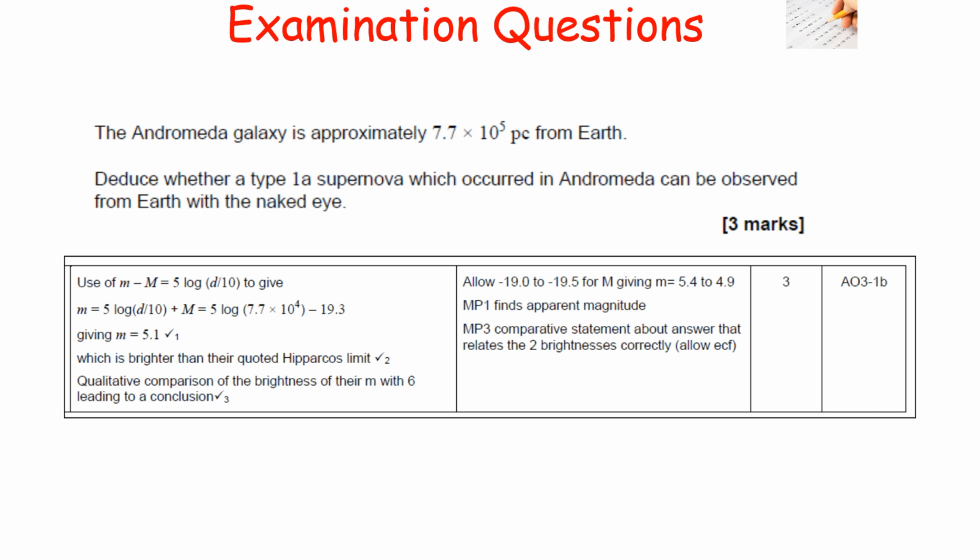Now that is brighter than the limit, which is 6, because remember, the smaller the number on the apparent magnitude scale, the brighter it is. So therefore you are likely to see it with the naked eye on the Earth.